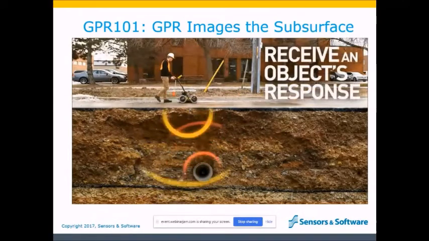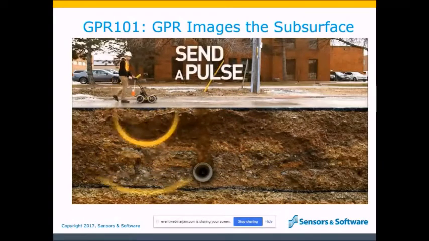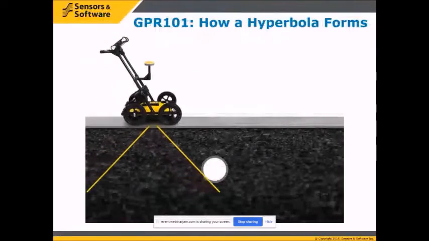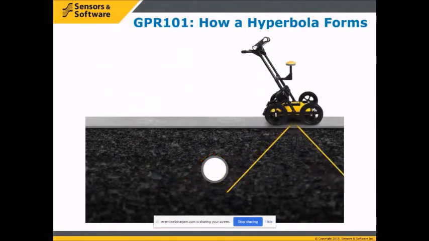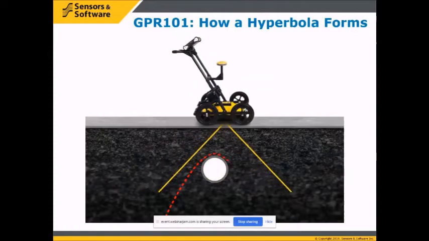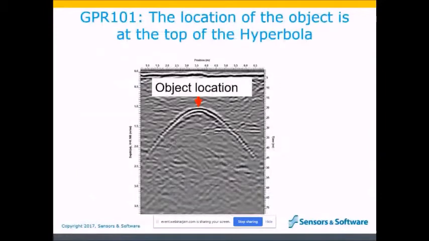Lesson 1. GPR is a technology that uses radio waves to image objects in the subsurface. Lesson 2. Hyperbolas are the GPR response to an object in the subsurface. Lesson 3. Hyperbolas form as the GPR passes over top of an object. Here's an animation that shows this concept. Lesson 4. The actual location of the object is at the top of the hyperbola.